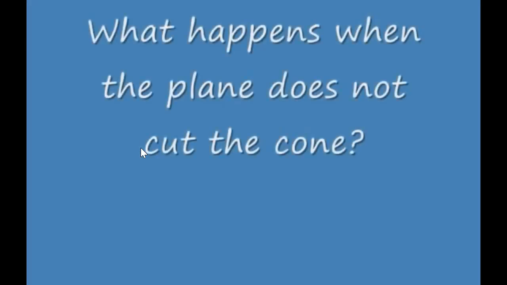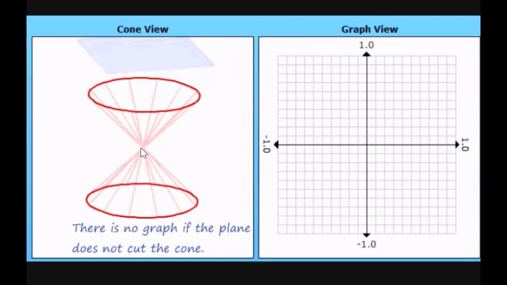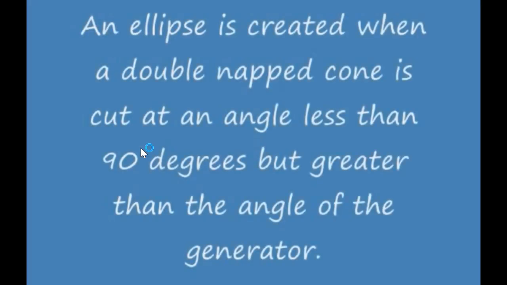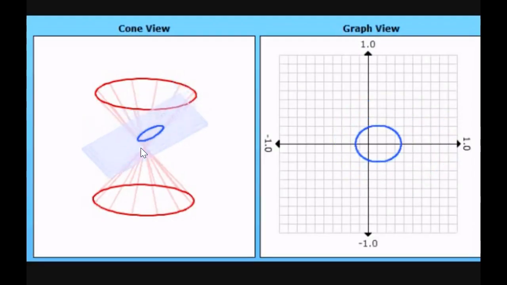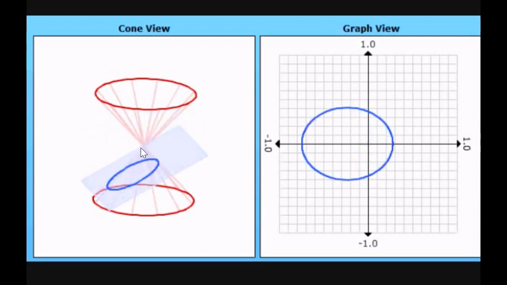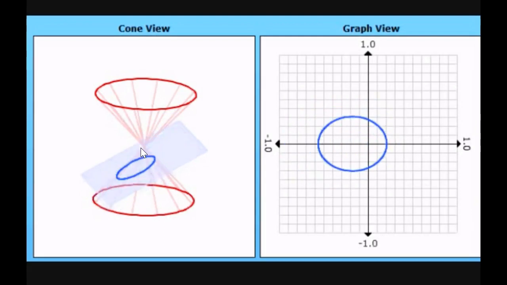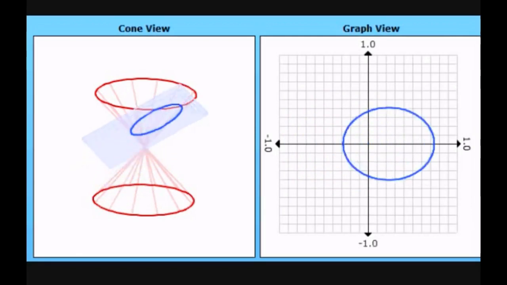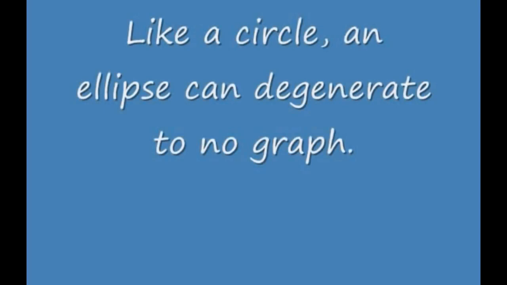All right, and then when it doesn't cut the cone, what do you think happens? Nothing. I don't know, it seems like an odd thing to put in there. If it doesn't cut the cone, you get no graph. There's a conic section of nothing. And then your ellipse is created when a double-napped cone is cut at an angle less than 90 degrees and greater than the angle of the generator line. That's where you get the ellipse. It kind of looks like a circle on the graph, but it's not because it's going through at an angle. You can tell when it's graphed, it's not exactly circular. But the more different the angle is, the more oval your ellipse becomes. And it can degenerate to no graph.